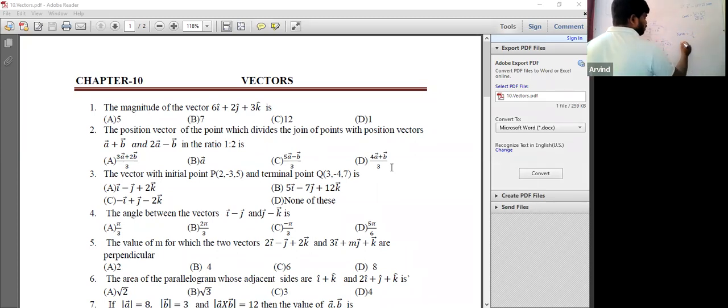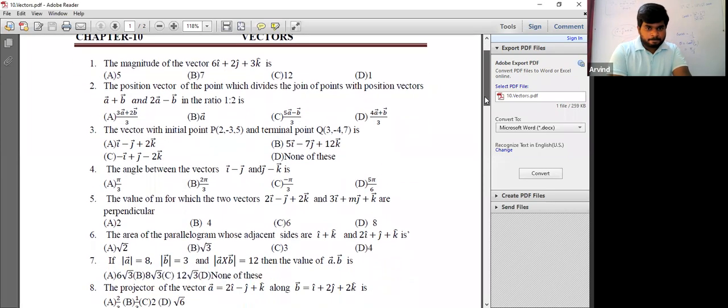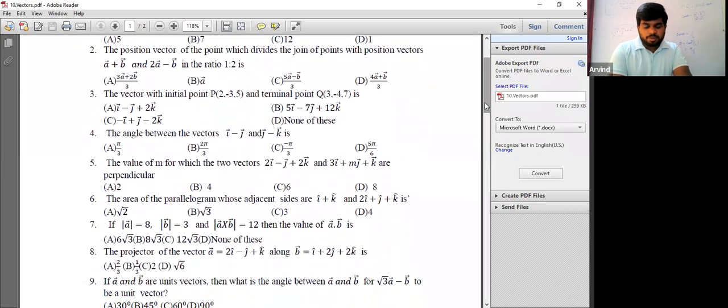Therefore, theta will become cos inverse of 1 by 2. Cos of pi by 3 gives 1 by 2. So the value should be pi by 3, option A. I hope that's clear. Find A dot B and take its modulus, then individually the modulus of A and the modulus of B, divide, and you will get it. Okay, let's go for the next question.